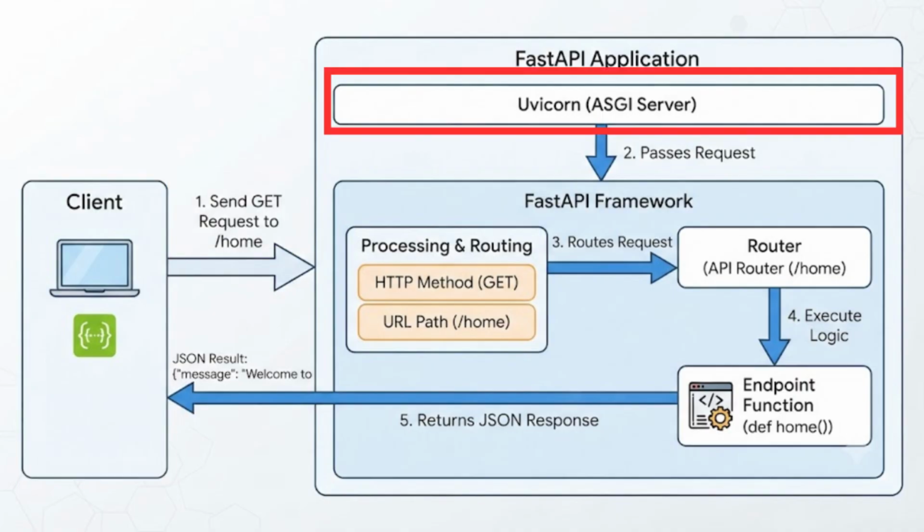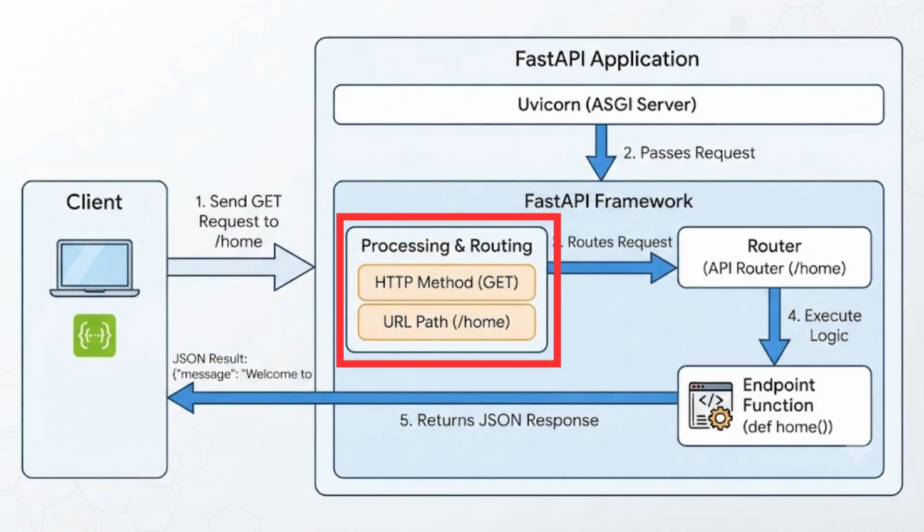The first component is Uvicorn. Uvicorn is an ASGI web server. You can think of it as the program responsible for listening for incoming HTTP requests on a specific port. Whenever a request arrives, Uvicorn receives it and passes it to our FastAPI application. Uvicorn is not FastAPI itself. It is the web server that listens for incoming requests and forwards them to FastAPI.